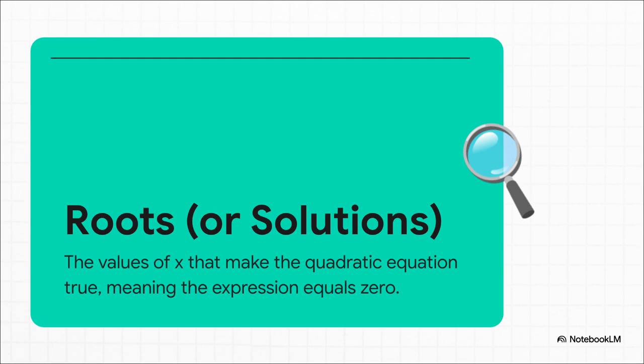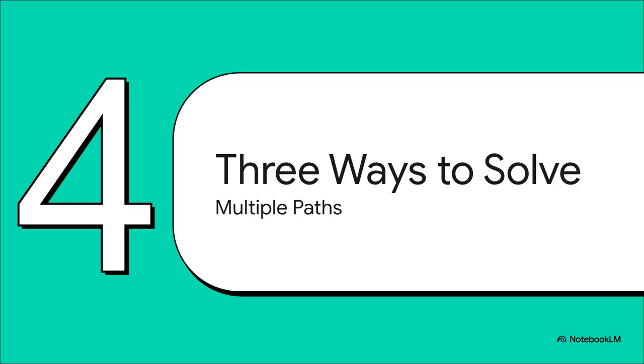These are the specific values of x that, when you plug them back into the equation, make the whole thing true. They make it all equal 0. They are the numbers that solve the puzzle. You know, the cool thing about a good puzzle is that there's usually more than one way to solve it.